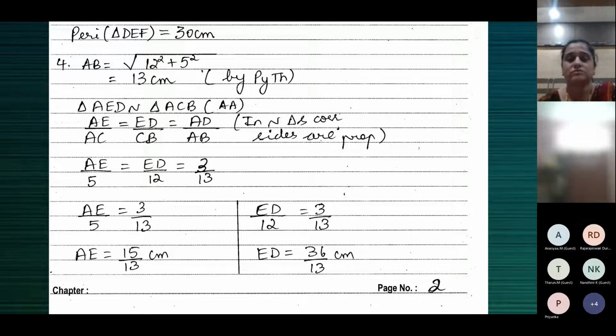Written portion. Done writing, children? Yes, ma'am. All right, so you can see here.